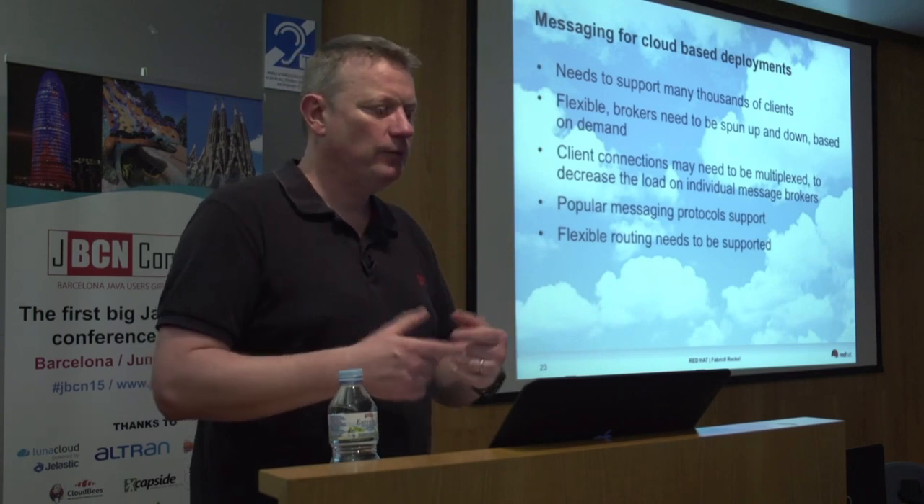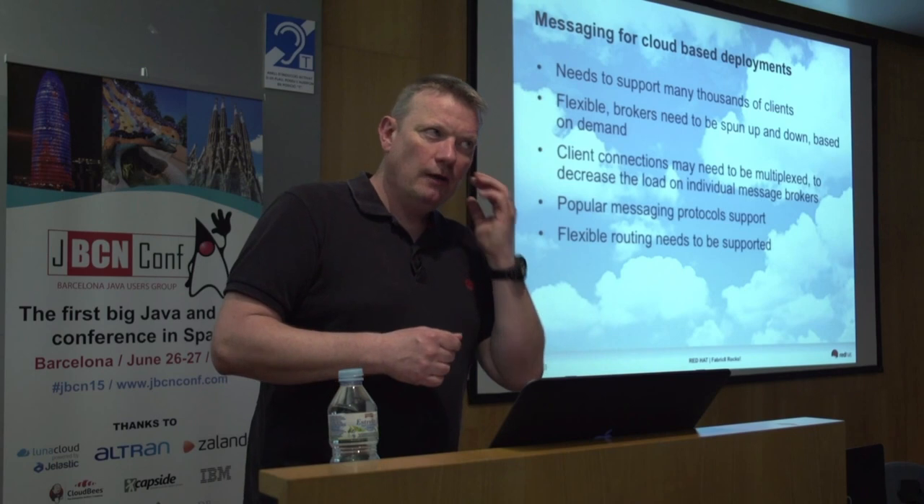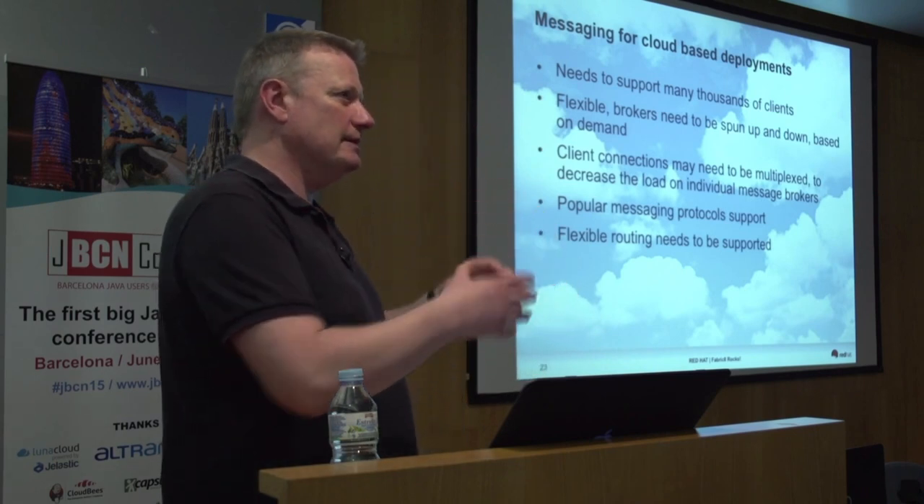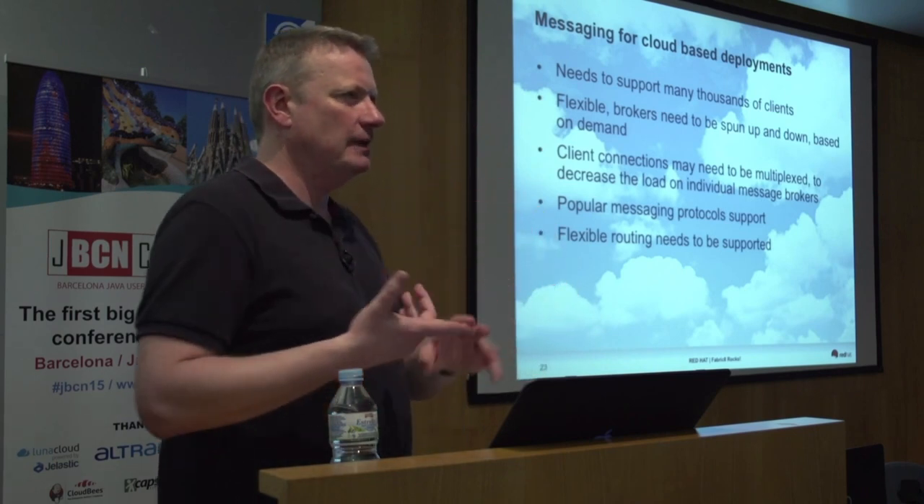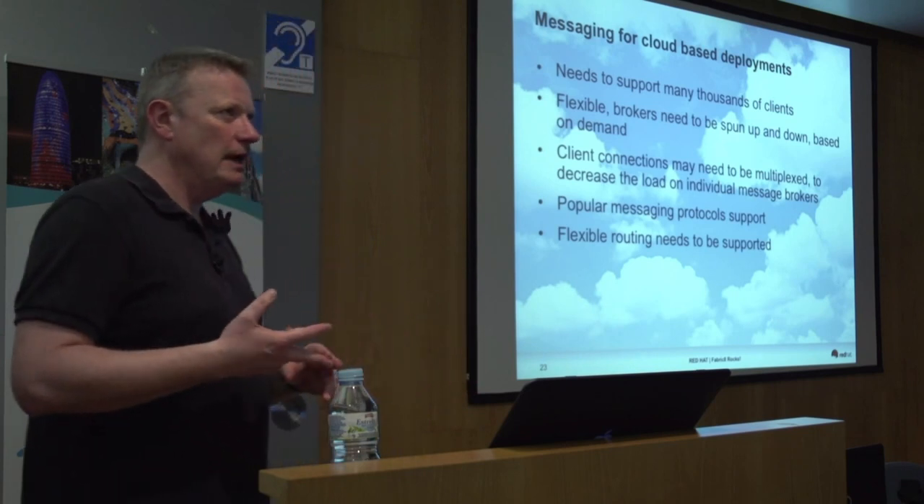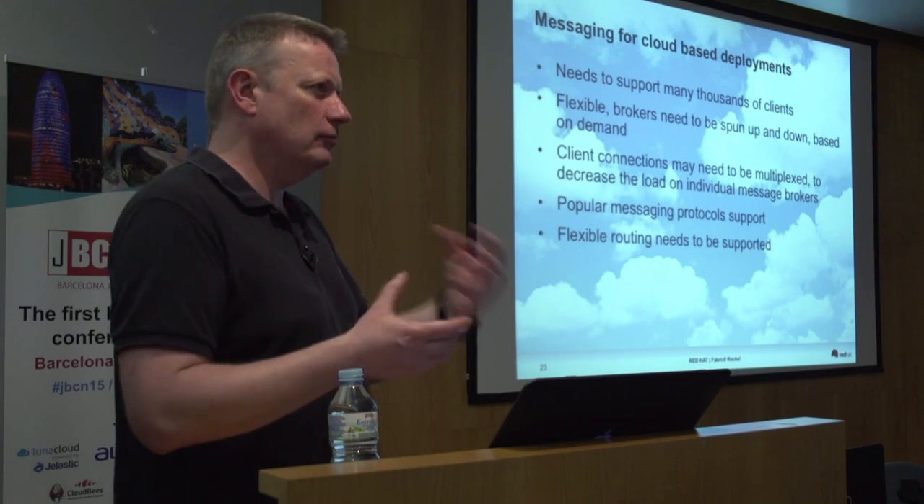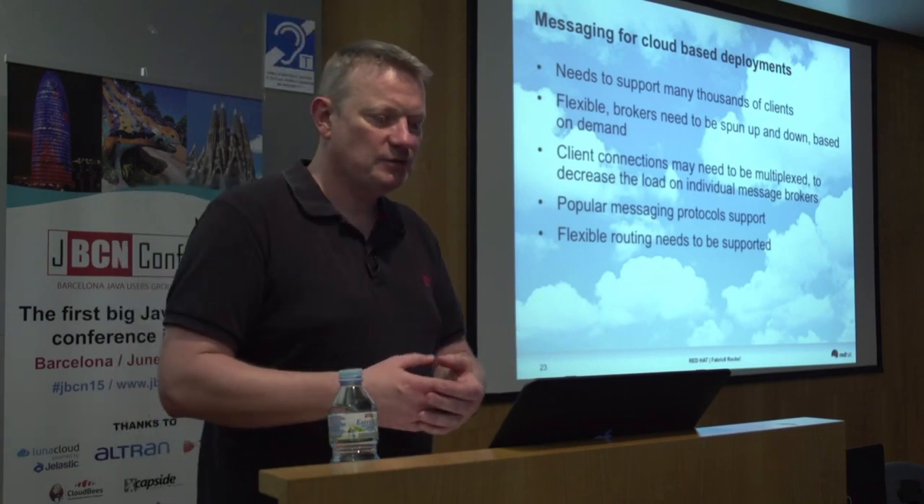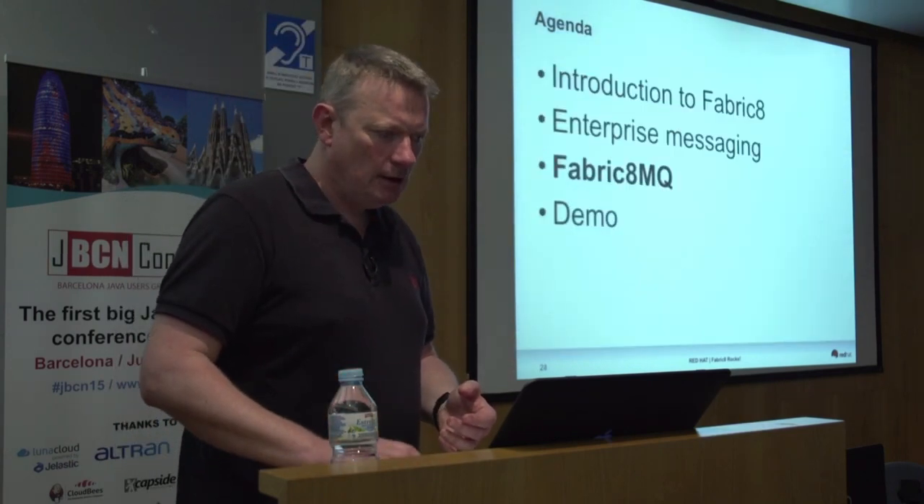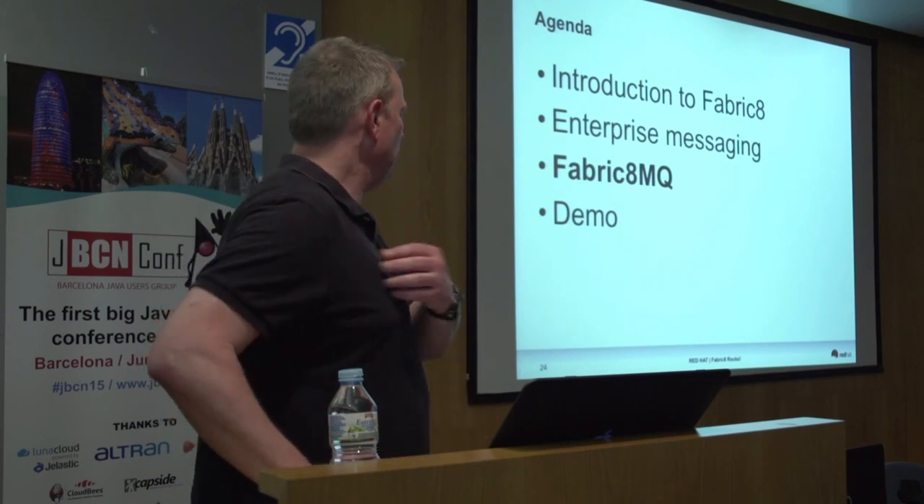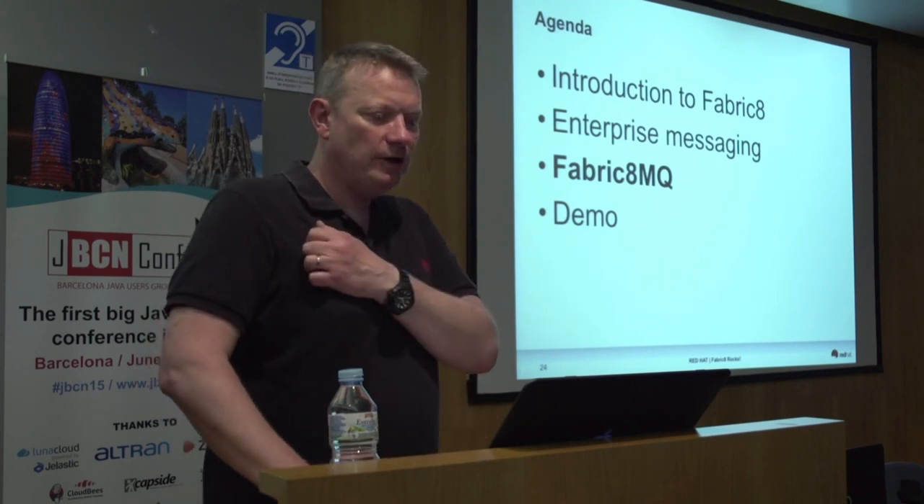get much better performance. Then if you can abstract out all that stuff of all the flexibilities, like the Camel routing, all the protocol support, abstract that out of ActiveMQ, let it just concentrate on messaging, you're going to get a really fast performance message broker. So this is why we built Fabric8MQ.